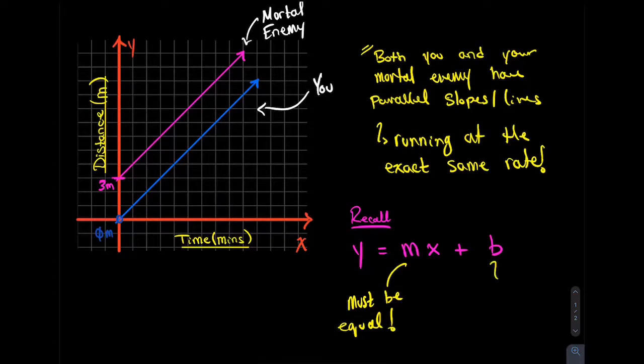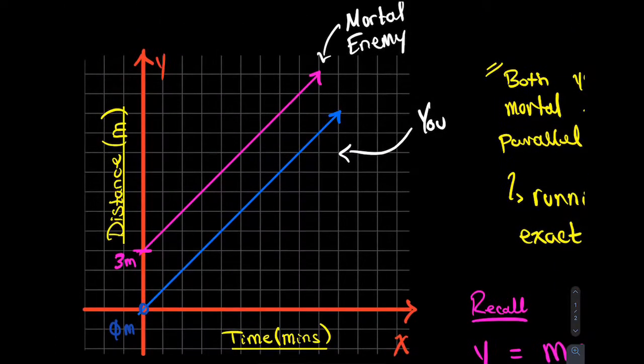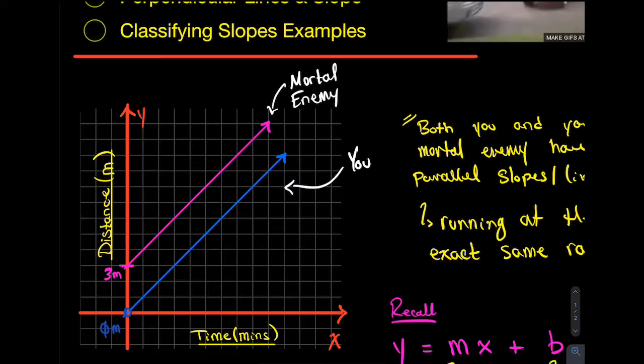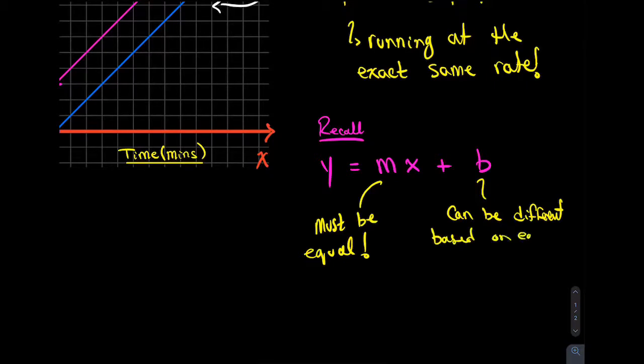What about b though? This doesn't necessarily have to be the same. This can be different, and we can see that we do have a different b for each of these cases, right? Because the b, if we recall, is our y-intercept. It's the point at which, in this case, we can think about where we started. So we were playing fair and square, and we started at 0 meters, but our mortal enemy got the upper hand on us, and he kind of tricked us, and he's starting 3 meters ahead of us already in this race, right? So this is representing a family of equations here, because we can have different b's, based on the equation.